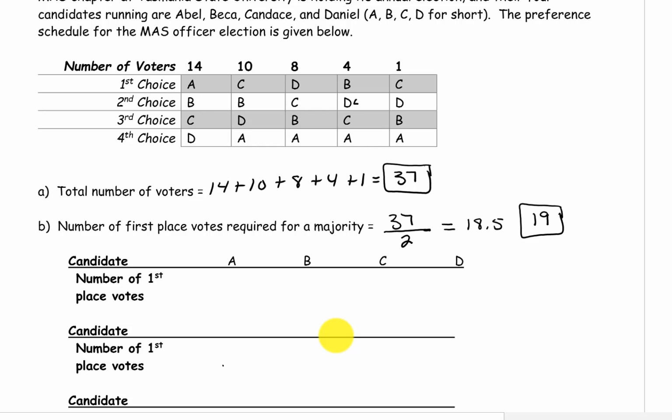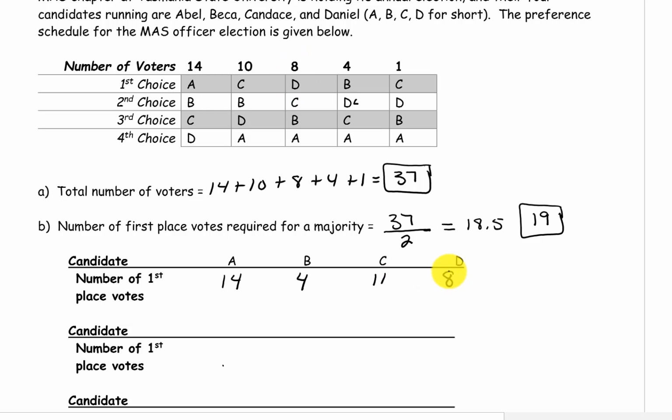And the plurality with elimination method requires that a candidate has the majority of the first place votes in order to win. So we need to determine how many first place votes each of our candidates have. Candidate A has 14 first place votes. Candidate B has 4 first place votes. Candidate C has 10 first place votes from these ballots and 1 more from this ballot, so that would be a total of 11 first place votes. And candidate D has a total of 8 first place votes.